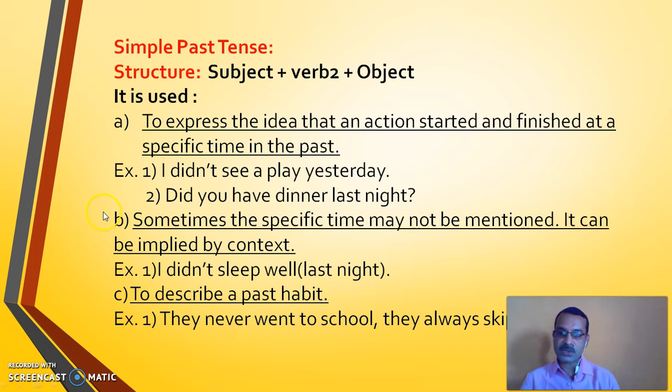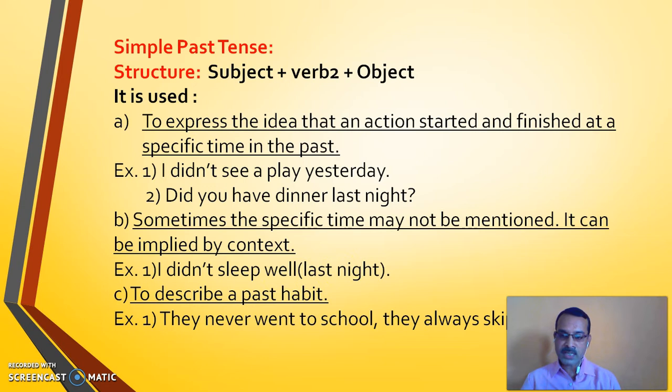The second use is sometimes the specific time may not be mentioned. It can be implied by context. म्हणजे संदर्भाच्या अनुषंगाने त्याचा आपल्याला अर्थ लावावा लागतो. For example, I didn't sleep well last night. Last night is in bracket. But I didn't sleep well, रात्री मला झोप आली नाही, म्हणजे काल रात्री, last night.